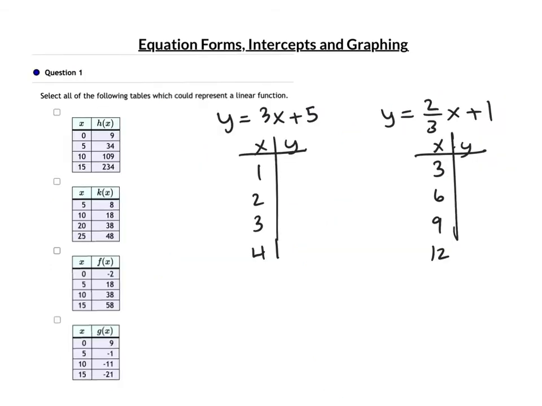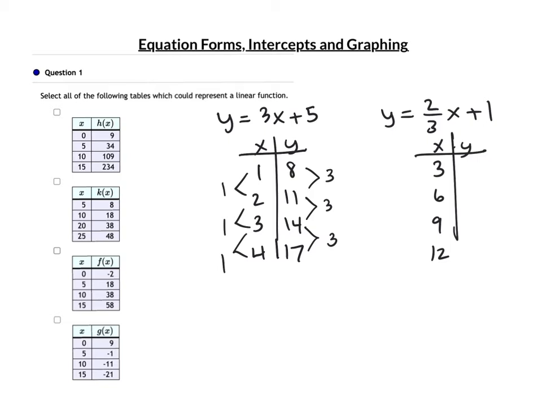Here's some examples from your WAMAP assignment. Look at these two equations I've written down. Y equals 3x plus 5, y equals 2/3 x plus 1. If I take the first equation and plug in 1, 2, 3, and 4, I get 8, 11, 14, and 17. Notice how each time, these are called differences. In fact, these are called first differences. Every time I'm increasing by 3. And over here, also for x, I increase by 1.